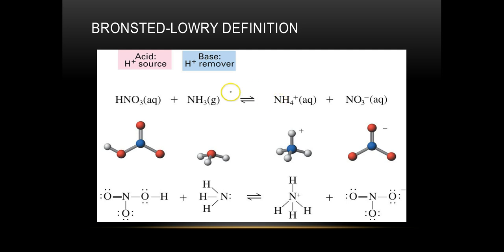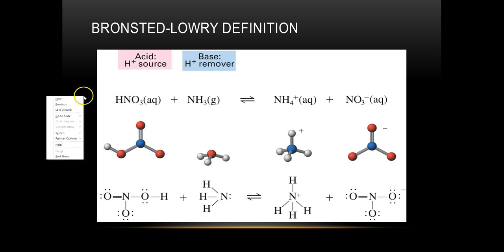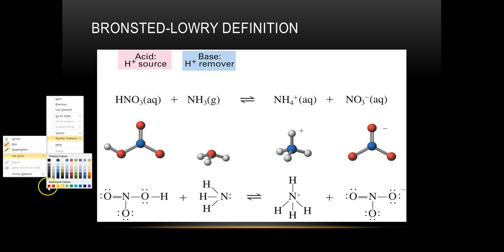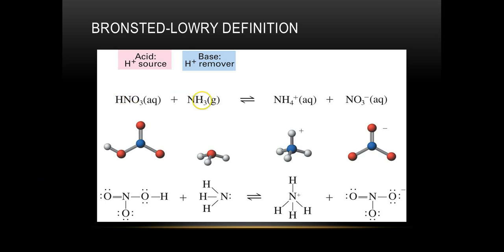And this is just different ways to look at the reaction. So if we take a look at this nitric acid and ammonia example, what is going on is the nitric acid is taking this hydrogen and it is coming over to the ammonia. So it's donating an H+, so it is a Bronsted-Lowry acid. And then the ammonia is accepting that H+ to become ammonium, so that's a Bronsted-Lowry base. That's how you look at it.